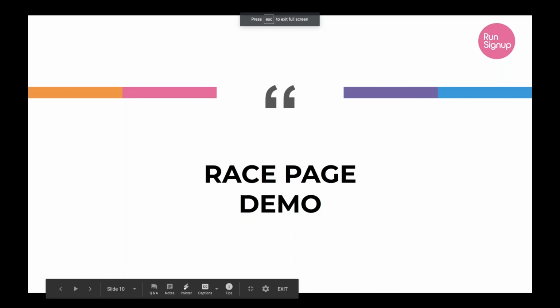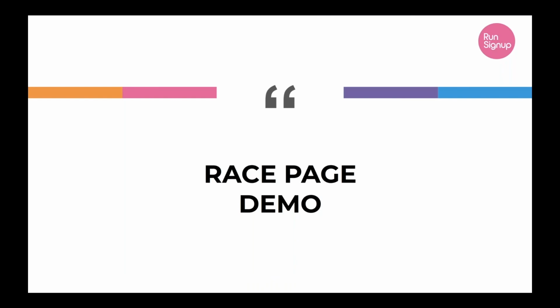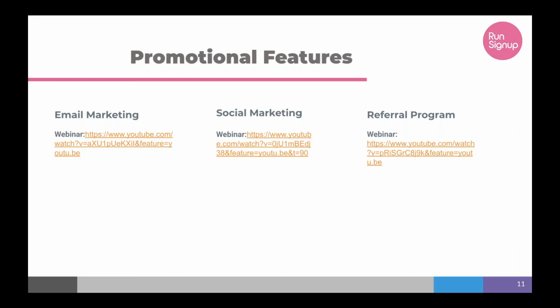I know I went really quickly through that, and again, we are going to link every resource that we have for those specific items. So the last piece I want to talk about are the promotional features. The promotional features on our platform that I specifically want to talk about are email marketing. We have a fantastic webinar going over the email marketing from automated emails, incomplete emails, to using our platform to send out all of your race emails.